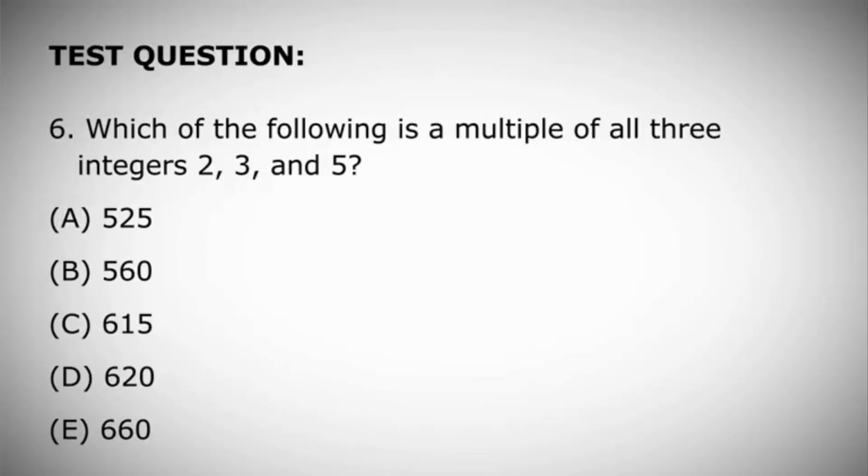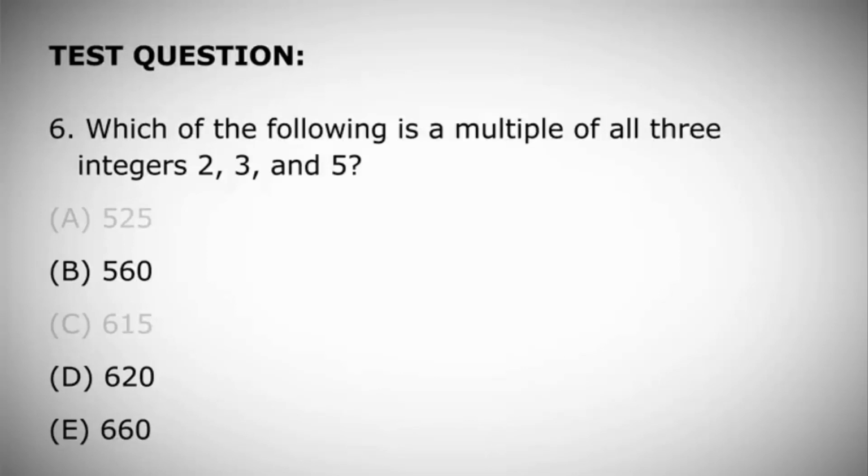So taking a look at your list of 5 answer choices, that allows us to cross out answer choice A, 525, and answer choice C, 615. Now let's consider the divisibility rule for 3. In order for our answer to be divisible by 3, the sum of its digits must be divisible by 3. Let's look at the remaining answer choices that we have left.